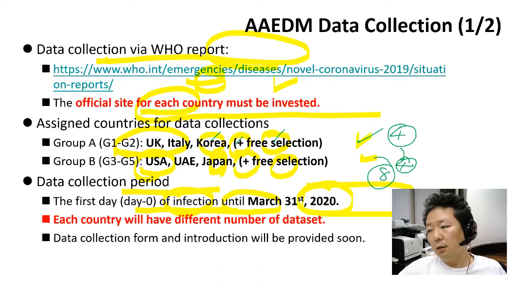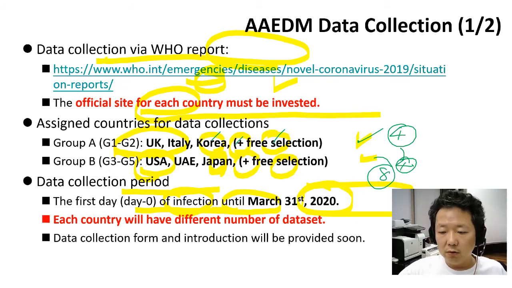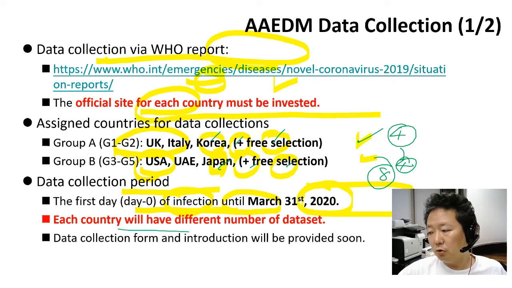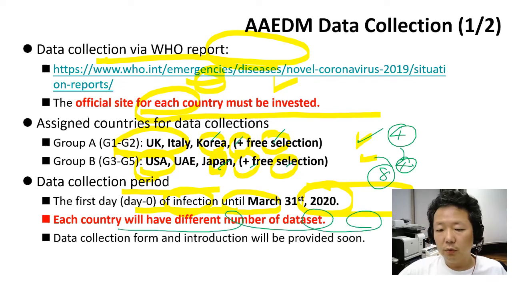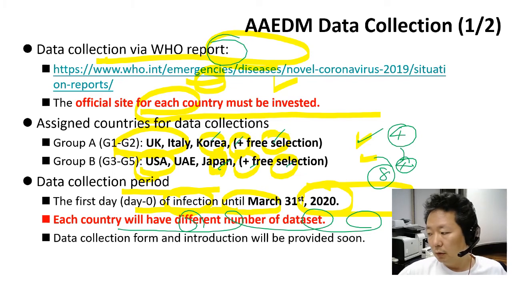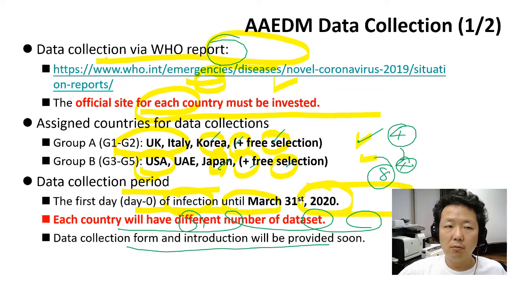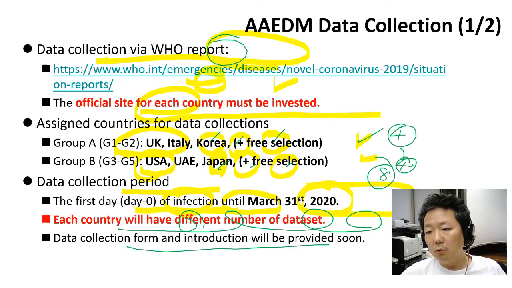Okay, and in some countries the number is very low. But at least for the countries I asked you to collect, I believe they have enough numbers for you to take a look at. Again, each country will have a different number of data sets, and they will have more data that is not shown in the WHO data. The form is already provided. I believe some of you already took a look at it, and I will explain that form on the next page.